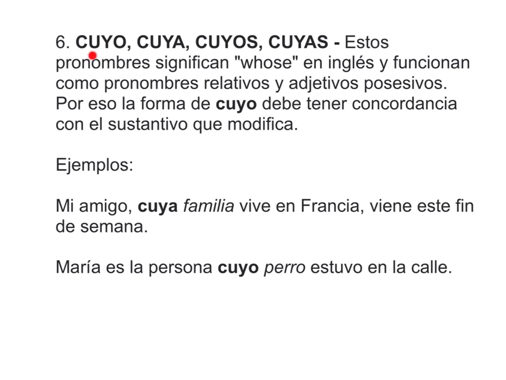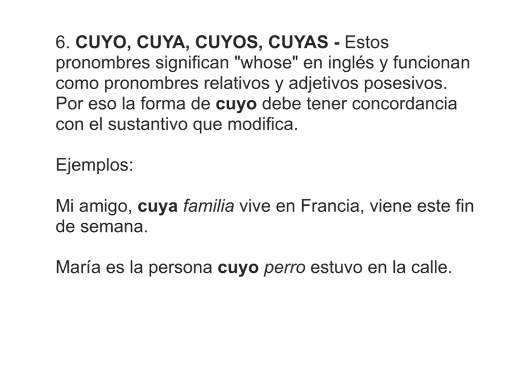Por fin tenemos cuyo, cuya, cuyos y cuyas. Estos pronombres significan whose en inglés y funcionan como pronombres relativos y adjetivos posesivos. So they function as relative pronouns and possessive adjectives. Por eso, la forma de cuyo debe tener concordancia con el sustantivo que modifica. So therefore, cuyo must agree with the noun that it modifies. So it's like a hybrid relative pronoun and possessive adjective, which you'll see in the examples.